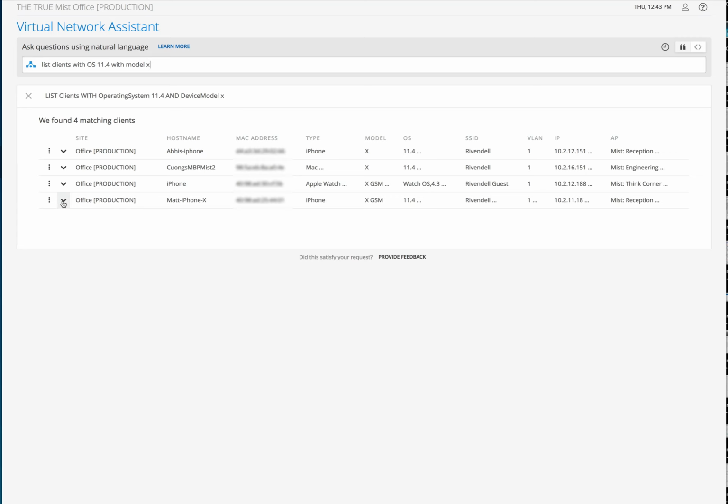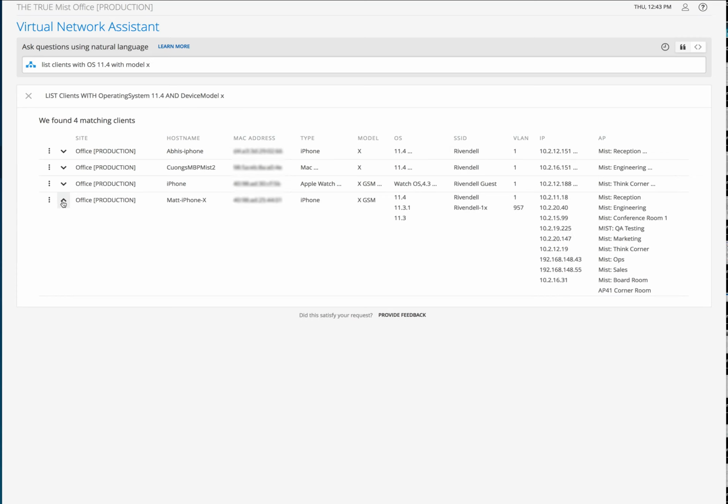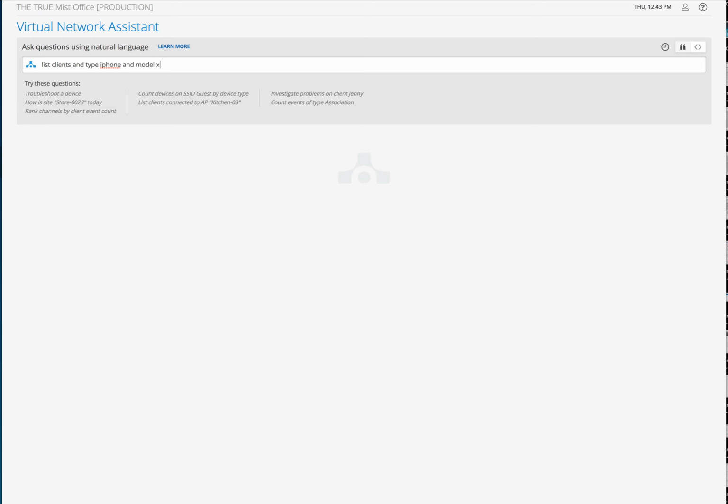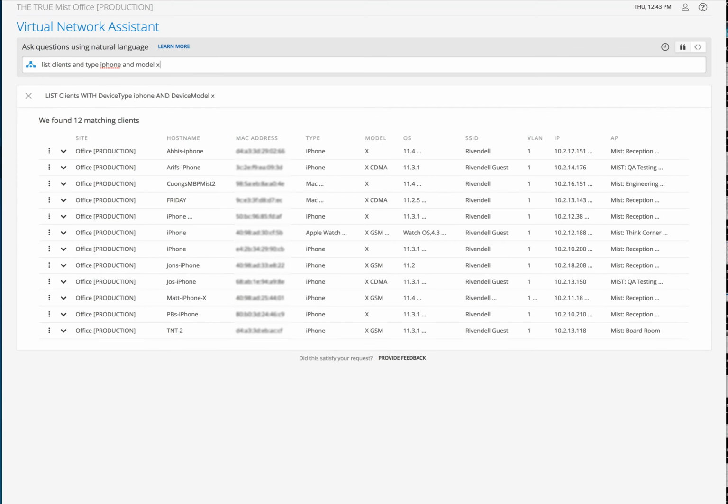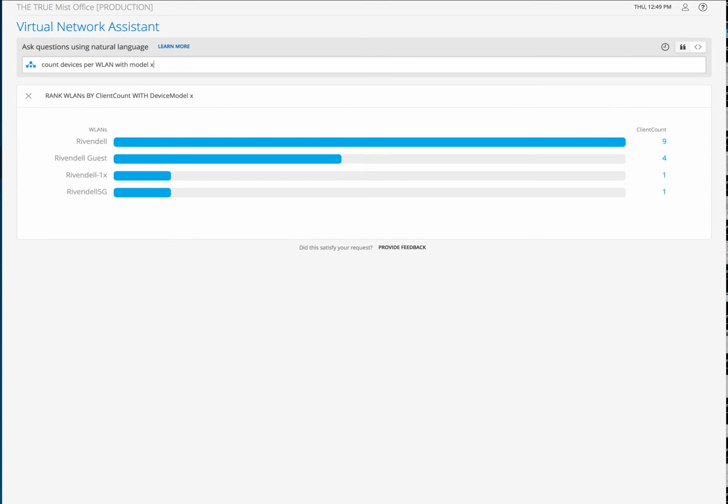Here, I find my own iPhone, and I can see the history of my own software upgrades, SSIDs, VLANs, IP addresses I've used, as well as the APs I've roamed to. How about all the iPhone X's in the building, regardless of software? Or what WLANs are the iPhone X using?